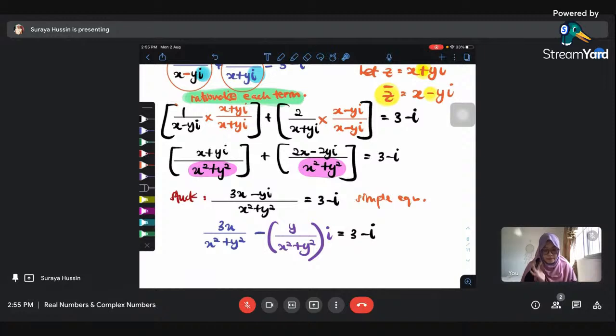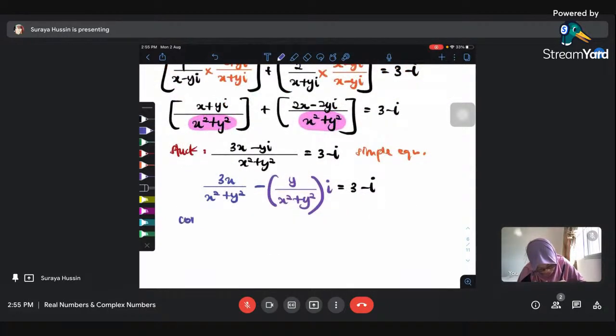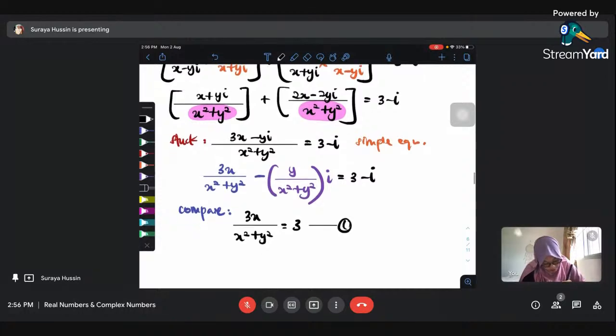Do you understand me? This is how we should really do it. Okay? Boleh ke ikut saya guys? Compare it. Now compare 3x over x squared plus y squared equals to 3. And this is equation 1. Then equation 2 is y over x squared plus y squared equals to 1. This is second equation.